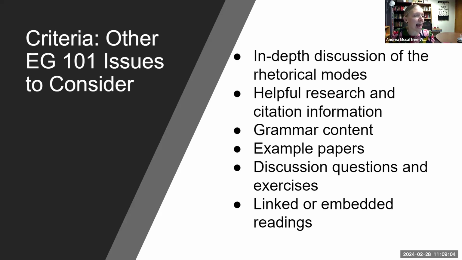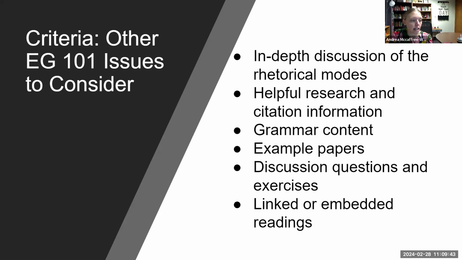We also wanted helpful information on research and citation. Grammar content may not be as important for every level, but especially in implementing OER at Butler, I know having grammar content has been important for a lot of our faculty. We also looked for example papers. This is something else that can be difficult to find in an OER text. Of course, a lot of institutions have their own banks of sample papers that they use, but we felt that finding something with example papers would make the texts more helpful.